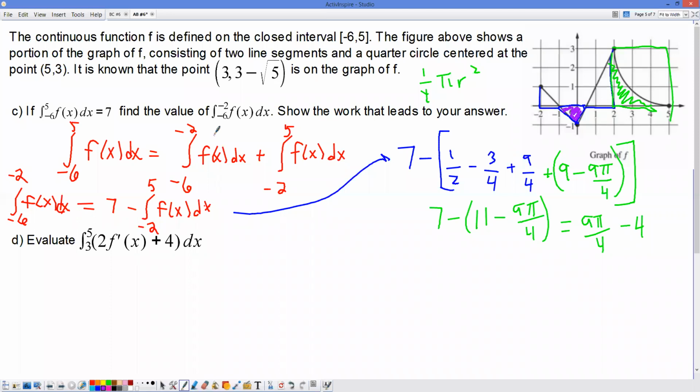And I'm not sure about your question, Chen. Natalie, the 7 came from right here. It said that -7 to 5, that integral is 7. It gave us that. And so -6 to 5 should be -6 to -2 plus -2 to 5. And so we just replaced the -6 to 5 part with a 7. Does that make sense, Natalie? Okay. Chen, I'm still not sure what you're asking. I don't know what you're asking me, Chen.